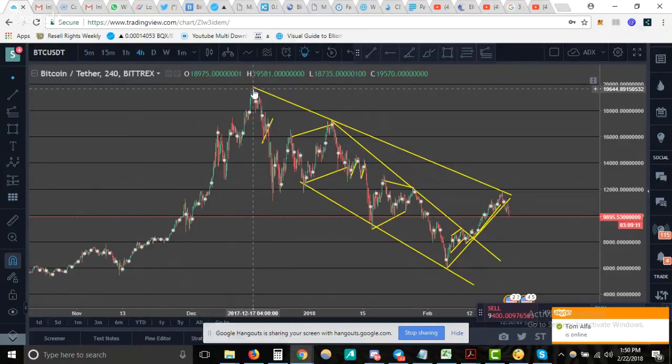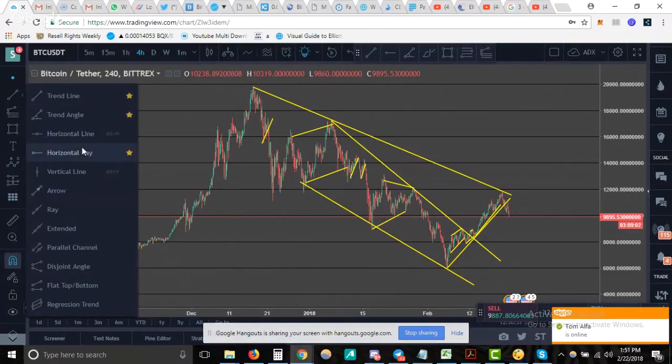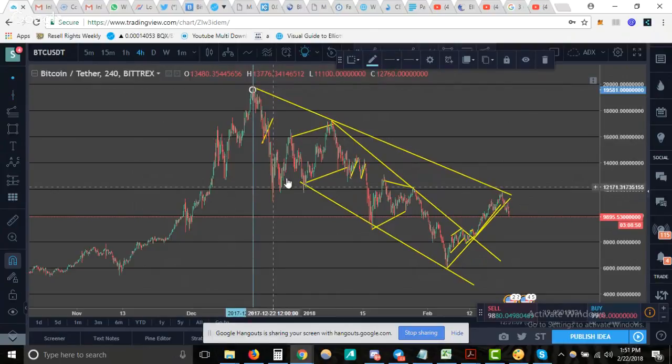From this point down here, Bitcoin has been going downwards. It has been in corrective mode from here, and let's see what has been going on.